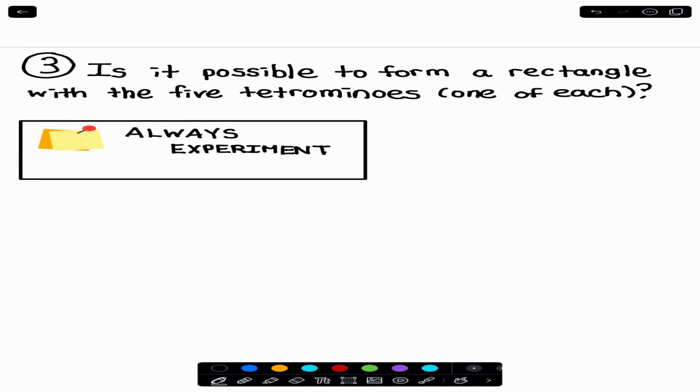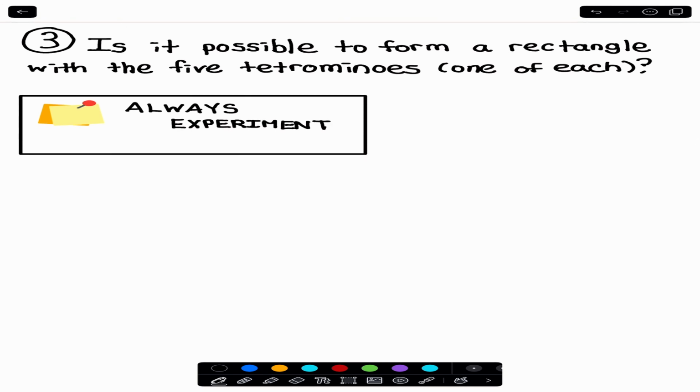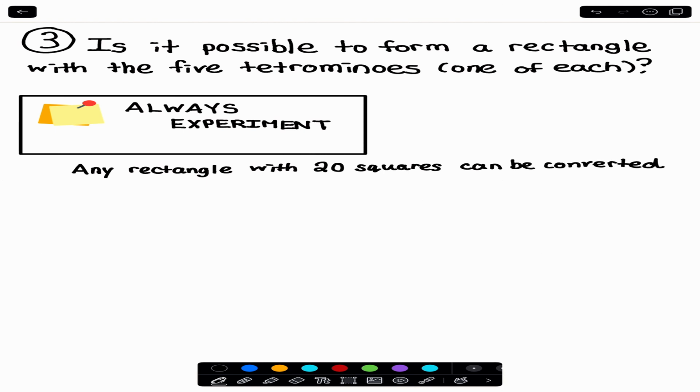The whole reason I made us do the chessboard problems first is because thinking in terms of the chessboard doesn't exactly go away. It has many applications, even for a problem like this. What do I mean? Well, any rectangle, I'm going to make a bold claim here, so bear with me. Any rectangle with 20 squares can be converted to a chessboard.